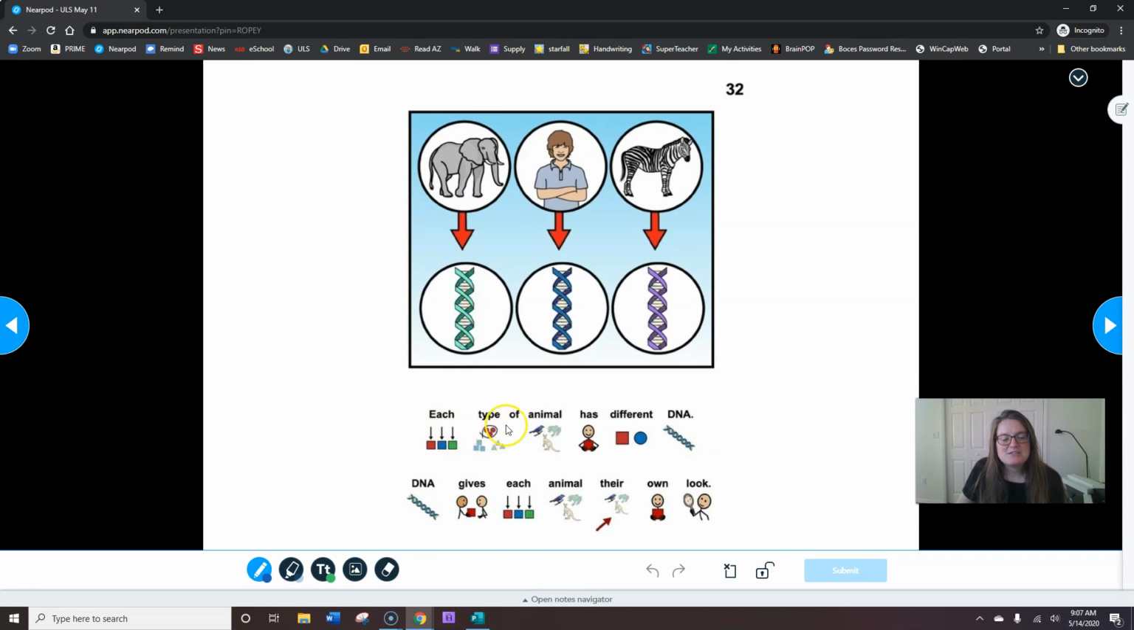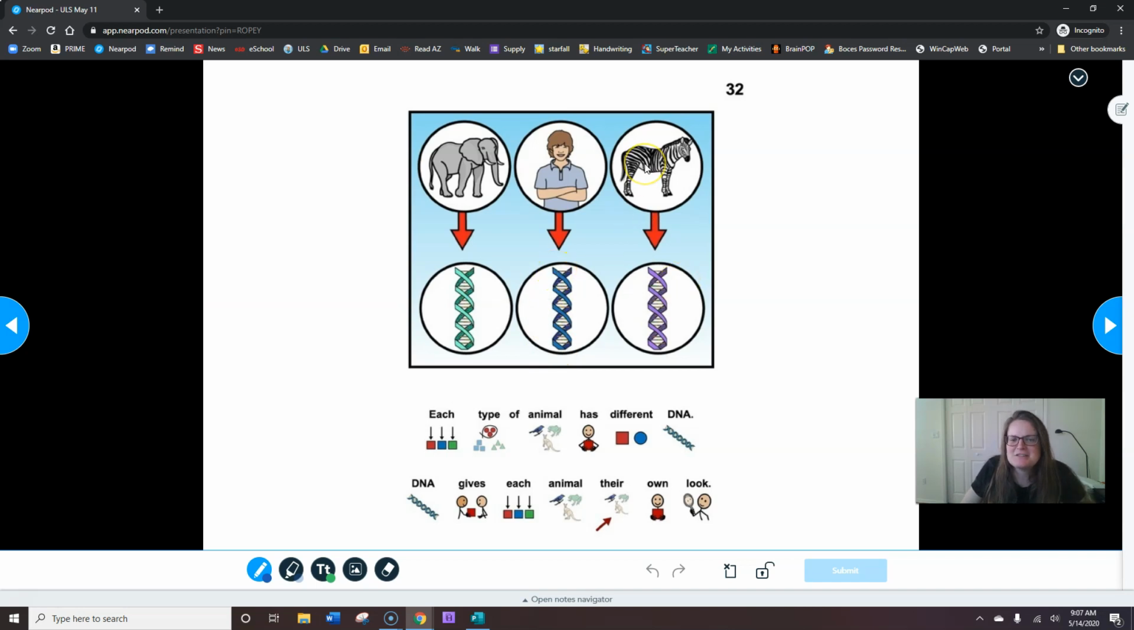Okay. Each type of animal has different DNA. DNA gives each animal their own look. So look, an elephant has a different DNA. They have tusks. They're huge. They have big ears. People don't have tusks growing out of their mouths or big ears hanging out, okay? So we have a different type of DNA.